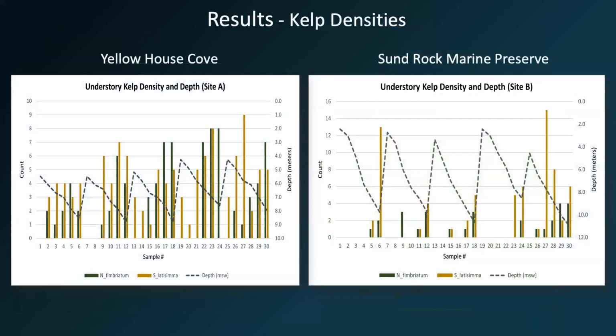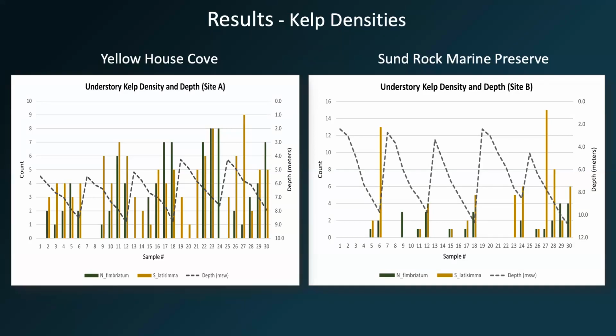So beginning with the results here, we have the kelp densities. 2 species of kelp were observed in the study, Saccharina latissima, sugar kelp, and Neoagarum fimbriatum, which is fringed sieve kelp. And they're both large brown macroalgae kelps. And as you can see here, their densities are plotted against depth for each site, depth shown in a dotted line in meters. And so mean densities and standard deviations are shown below each graph.